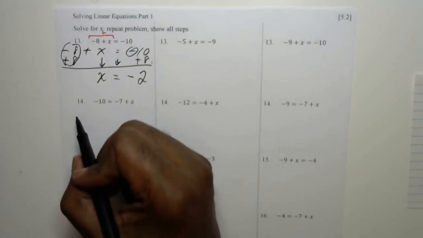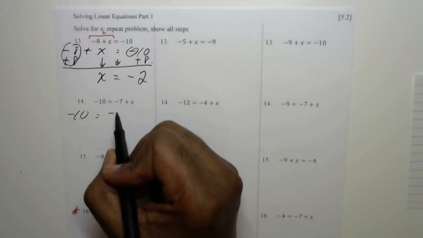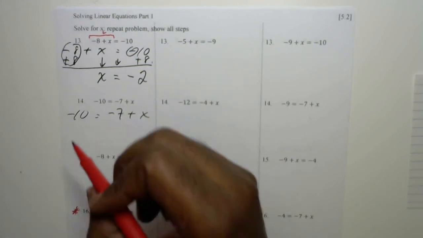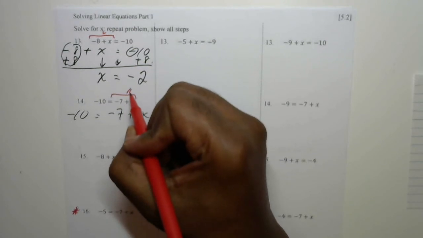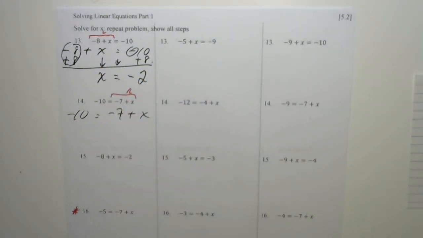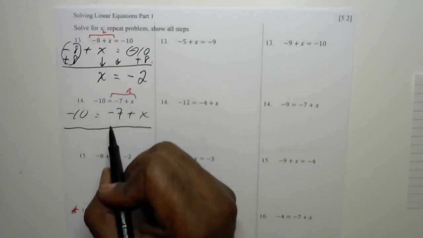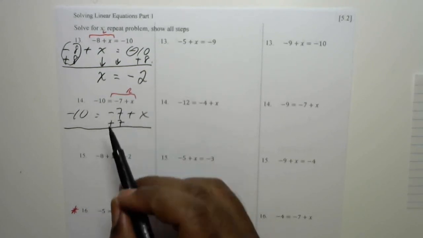Next, we have -10 equals -7 plus x. This is a right side problem. Therefore, we're going to work with the numbers on the right side. The number on the right side is a subtracting 7, so we're going to use an adding 7 to cancel it on the right side.